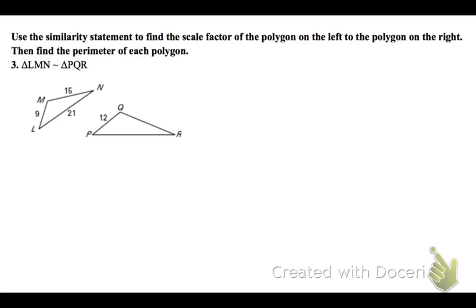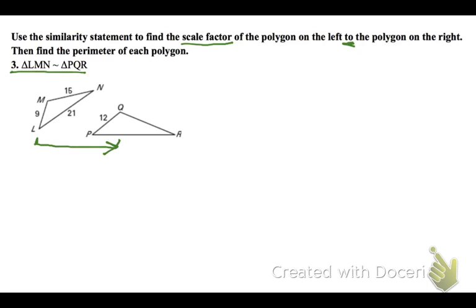Okay, this one, use the similarity statement. Okay, this is our similarity statement to find the scale factor of the polygon on the left to the polygon on the right. Then find the perimeter. So you're going to have two answers. So we're looking at this polygon over to this polygon. So whatever we write, this polygon is always going to be written first, and this polygon is always going to be written second.